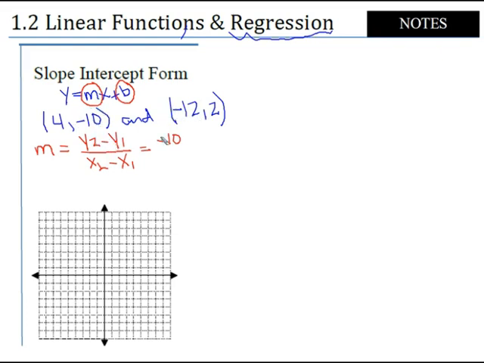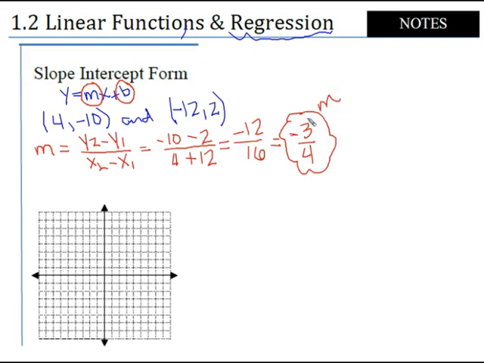So I'm going to take negative 10 and subtract 2. Since I started with negative 10, I need to start with 4 on the bottom. These have to match up. Notice how the little sub 2's match up here as well. So we take 4 and subtract negative 12, but we've got to be careful because when we subtract a negative, that actually changes to a positive. Continuing, we have negative 10 minus 2, which is negative 12, over 4 plus 12, which is 16. We can simplify that: negative 12 over 16 becomes negative 3 over 4. So there's our m value. It might be useful to label that.